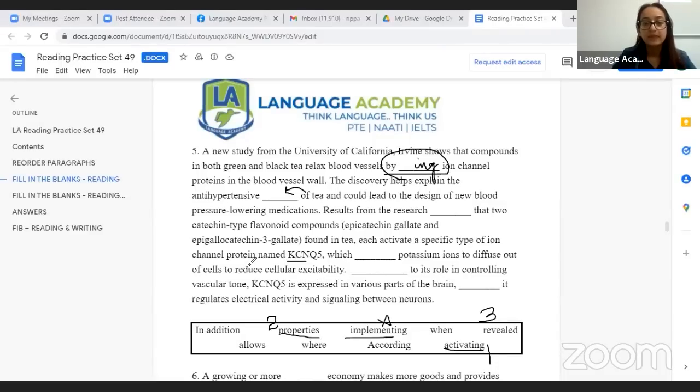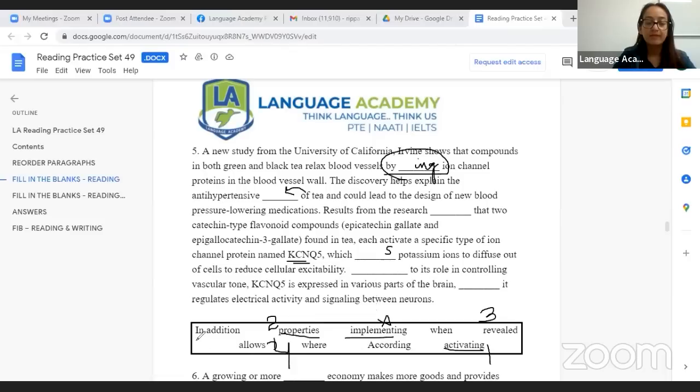Very difficult. This protein named this, which dash. So there's only one protein, it is singular, so we need a verb with S. And we have only one, which is allows. This is number 4. So this protein allows potassium ions to diffuse out to reduce cellular excitability. Dash to its role in controlling vascular tone, it is expressed in various parts of the brain.